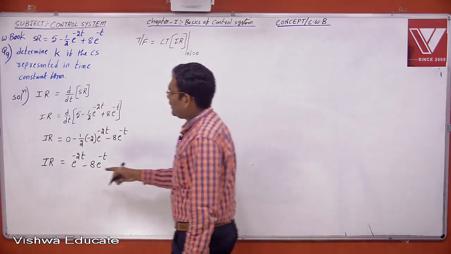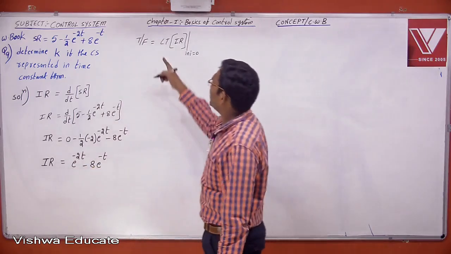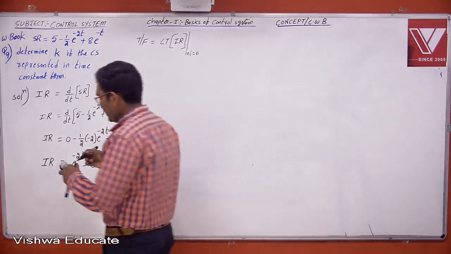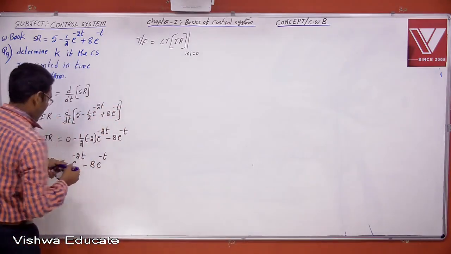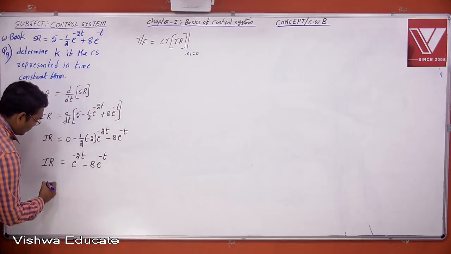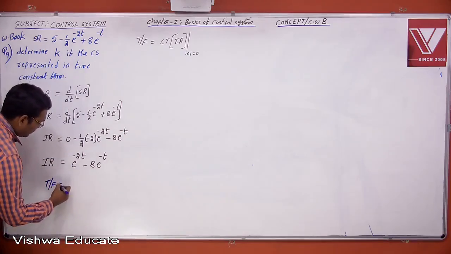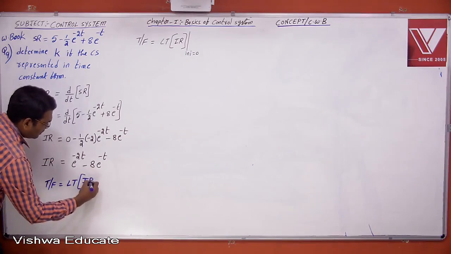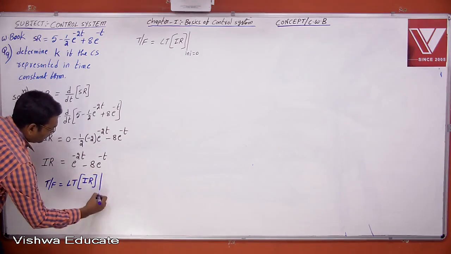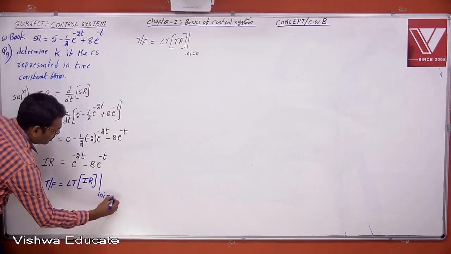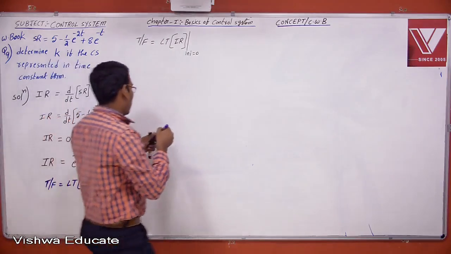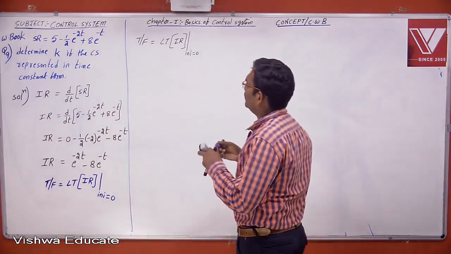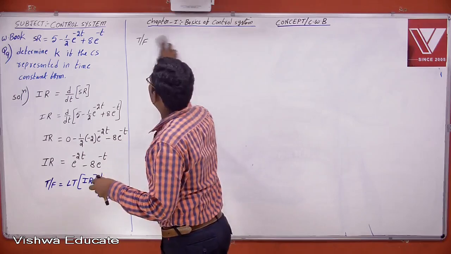Once you get the impulse response, now you can get the transfer function. What is the transfer function? The transfer function of a linear time invariant system is nothing but the Laplace transformation of the impulse response with all initial conditions equal to 0. Therefore, by using that, we can find the transfer function.